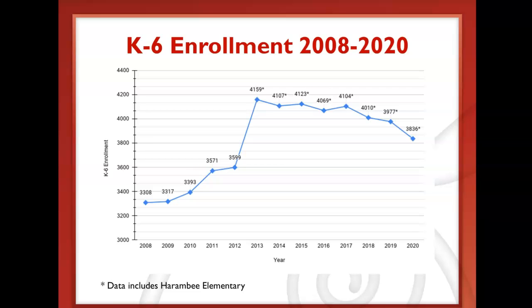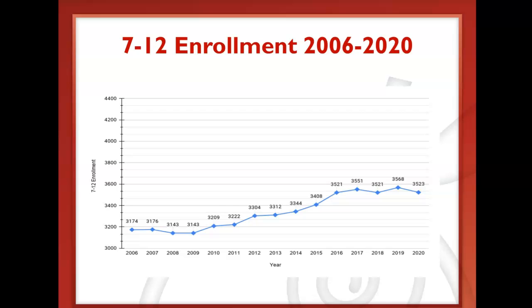So again, this is looking at our K through 6 enrollment trend from 2008 to 2020. You can see again the enrollment decline, especially from last year 2019 to this year 2020. Again, we had many families that were seeking a full in-person option. Also with K students being held back for another year, we're down about 100 students over that previous year.